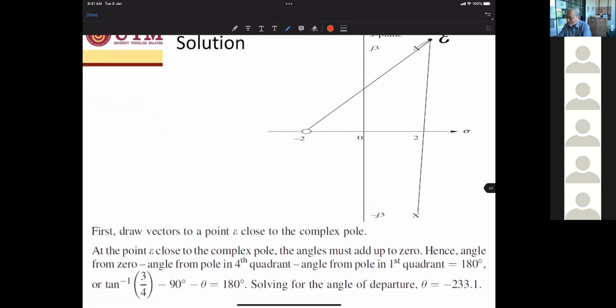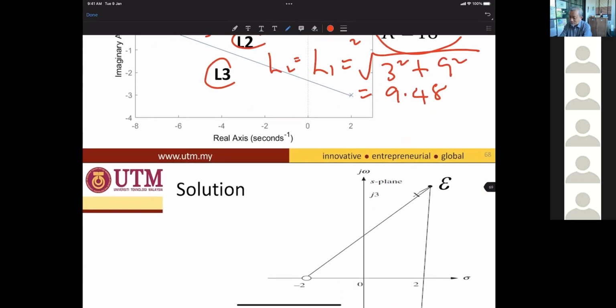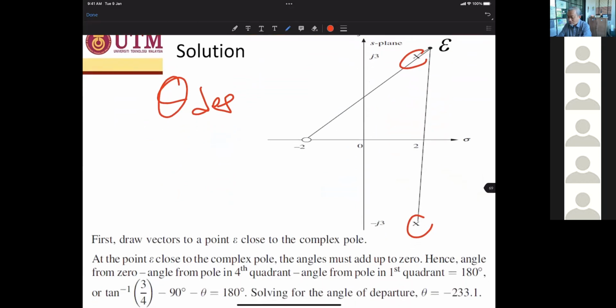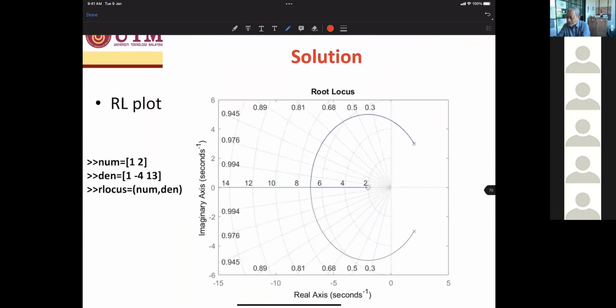And then lastly is the angle of departure. Because we have complex conjugate poles, first we draw vectors to a point close to epsilon from the complex pole, and then at this point we use the angle criterion, which is inverse tangent 3/4 minus 90 minus theta. The theta departure equals 180 degrees, then we get the value which is minus 233.1.